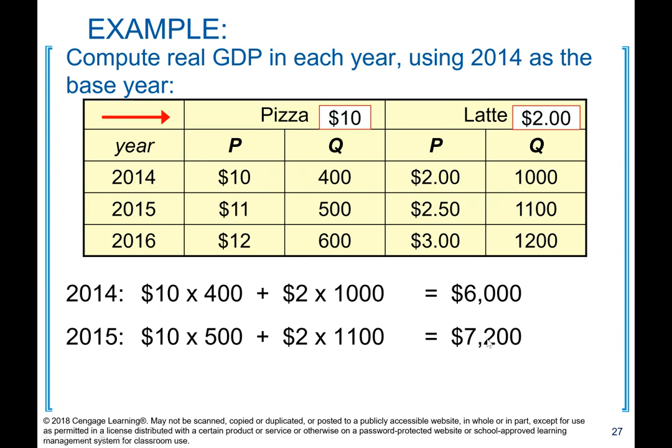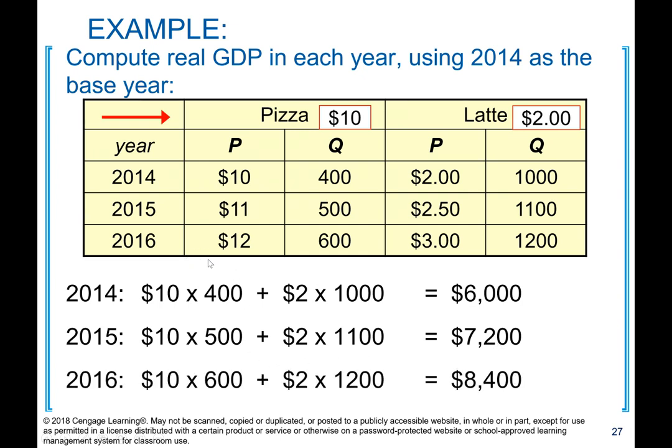That is how you get 7,200. And 2016, production was 600, you value it at 10. So 600 times 10 plus 1200 times 2, and that's how you get 8,400. So these are 6,000 in 2014, 7,200 in 2015, 8,400 in 2016. That is real GDP. We have corrected for price changes.